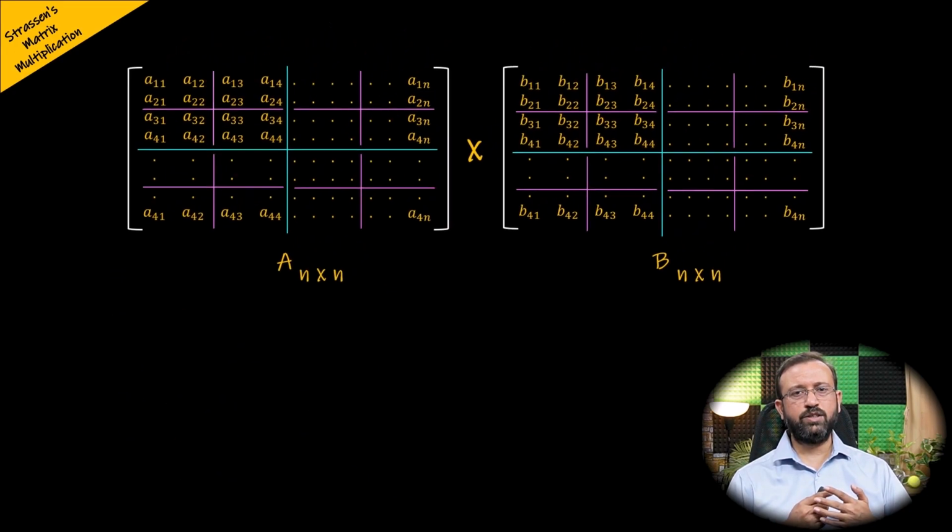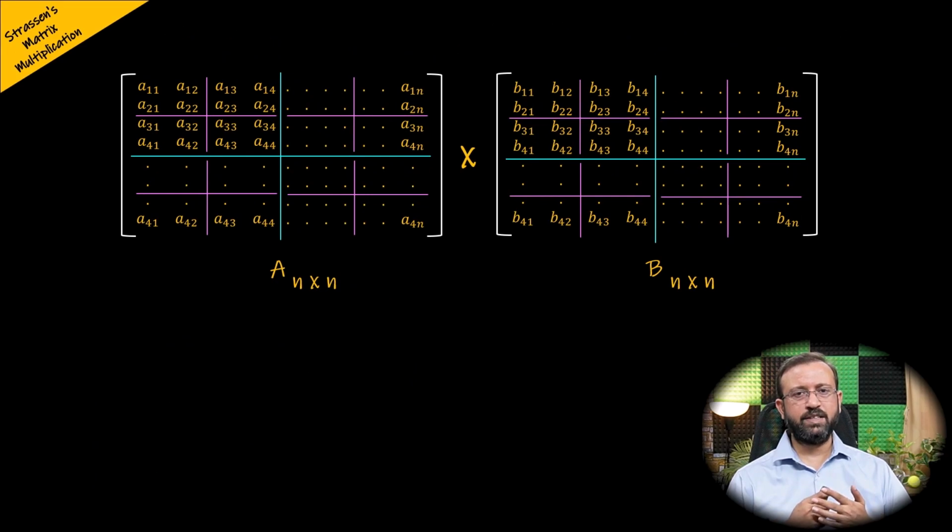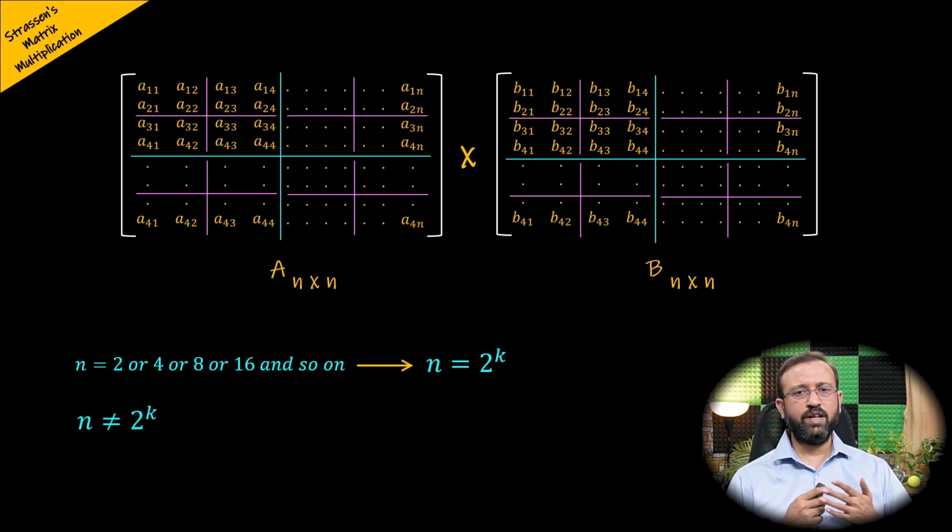Now here we assume that the size of the matrix is n by n, where n can be 2 or 4 or 8 or 16 or 64 and so on. That is, n is some power of 2. This is because if n is not a power of 2, then when we divide the matrices into 4 submatrices, we will not be able to get a 2 by 2 matrix at the end. So we assume that the matrices are of size n by n, where n is some power of 2.